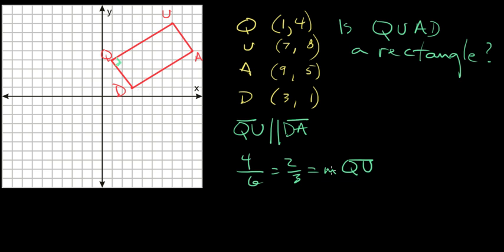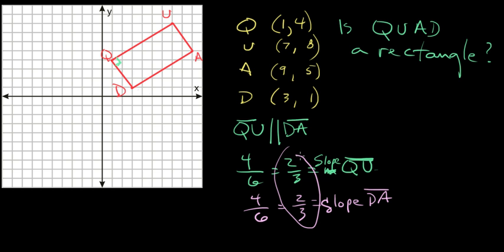Or let's make that slope. M looks like measure of. So the slope of QU, okay? And change colors here a little bit. Slope of DA. DA is 5 minus 1 over 9 minus 3. So 5 minus 1 is 4, 9 minus 3 is 6, and of course that's 2/3, and that's the slope of DA. So since the slopes are the same, then these two lines are parallel.